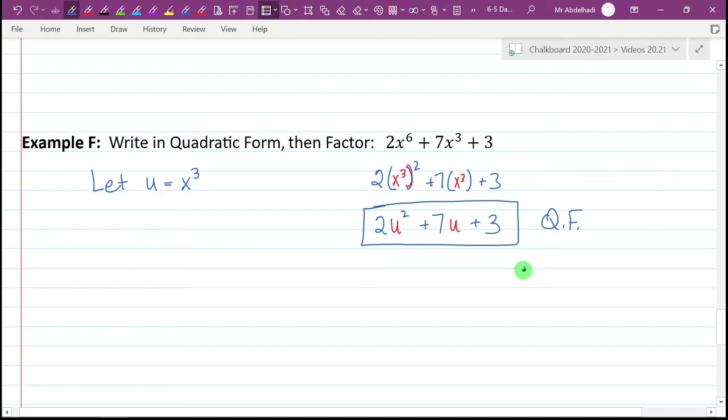Okay, so now we've gotten that far. How do we factor? Well, can we use reverse FOIL here? No, we can't use reverse FOIL because there's a 2 here, so we're going to have to use the AC method. So 2 times 3 is going to be 6, so AC is 6. I need 2 factors of 6 that add to give me 7. That's pretty easy, 6 and 1, right? So we're going to split this into 6u plus 1u, and the rest of this stays as it is.